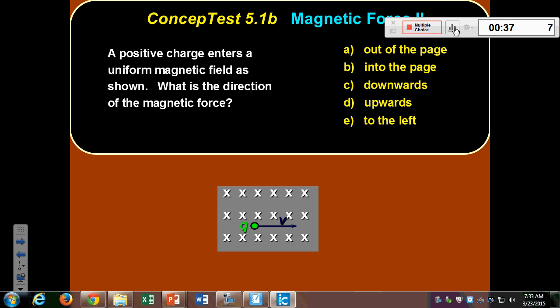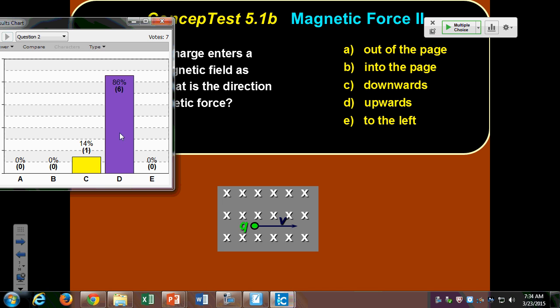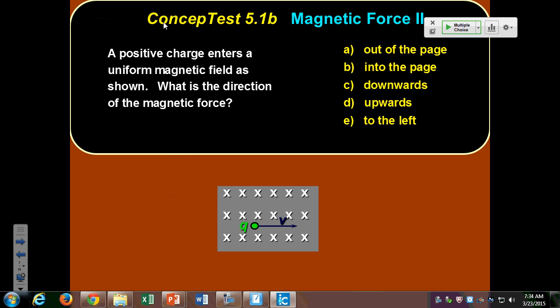Alright, I'll stop at 45. Alright, very good. D is the right answer. So, finger's the direction of V, your index finger, magnetic field's in the page, so it's up. So D. That's what I marked, right? D?